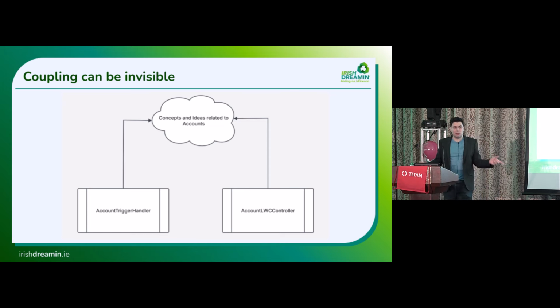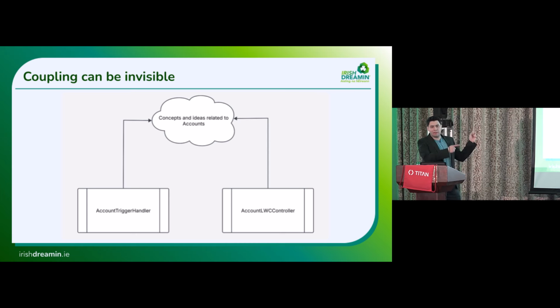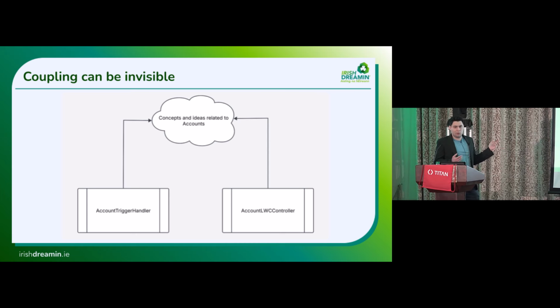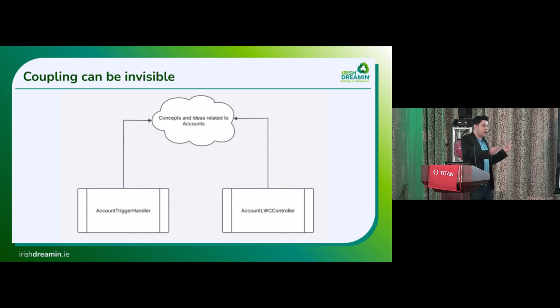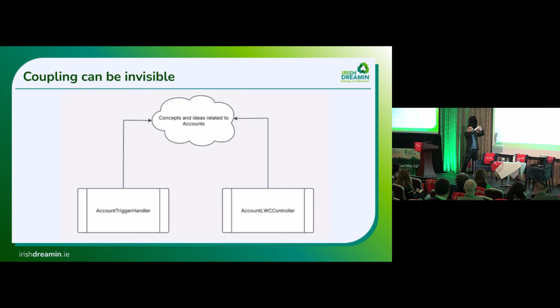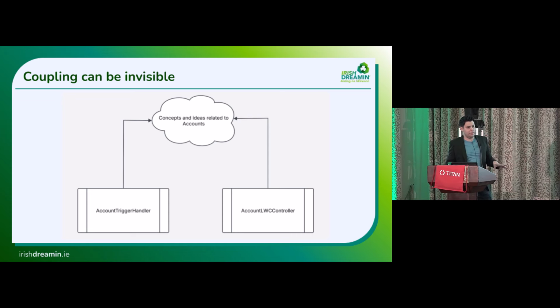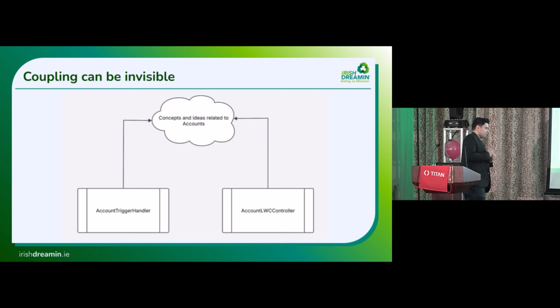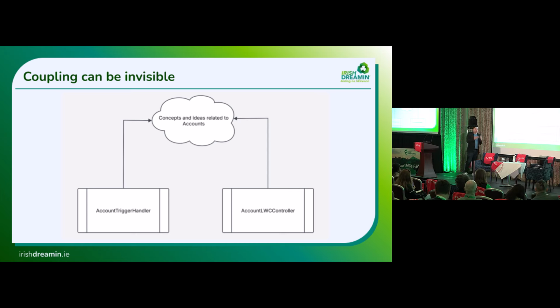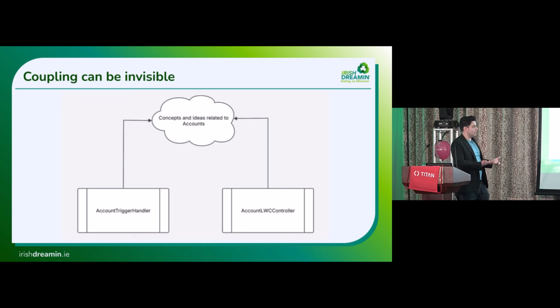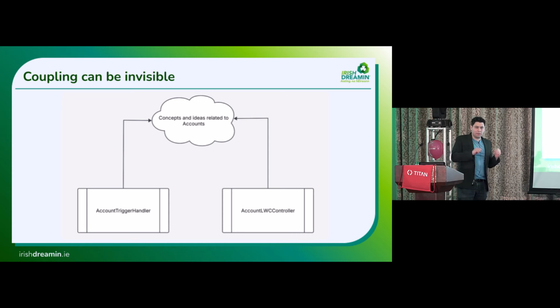But then some business requirement changes, and guess what? You have to change both. And so were they coupled? Well, they're not coupled to each other, but they're coupled to a concept. They're coupled to an idea that is present implicitly in both of them, right? And so this is a coupling that is invisible, and that's why I insist that coupling is not like it's not there or it is there. It's a spectrum.